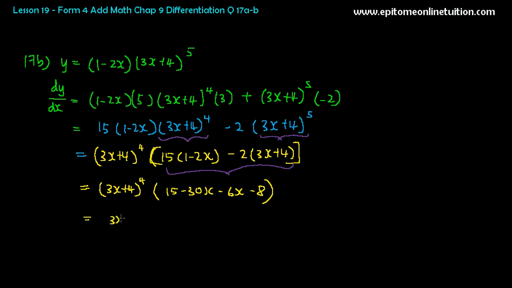Okay, so we are almost there, almost done. Okay, 15 minus 8, and that is 7, minus 30x minus 6x, so minus 36x. And that's it. There is basically nothing else you can do. So this is the final answer. The differentiation for this kind of function with respect to x is this answer. Okay, we'll do C and D in the next video.